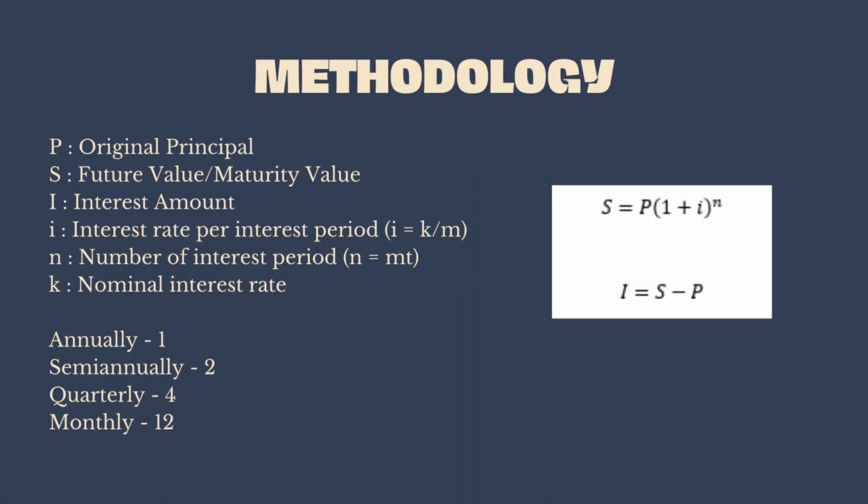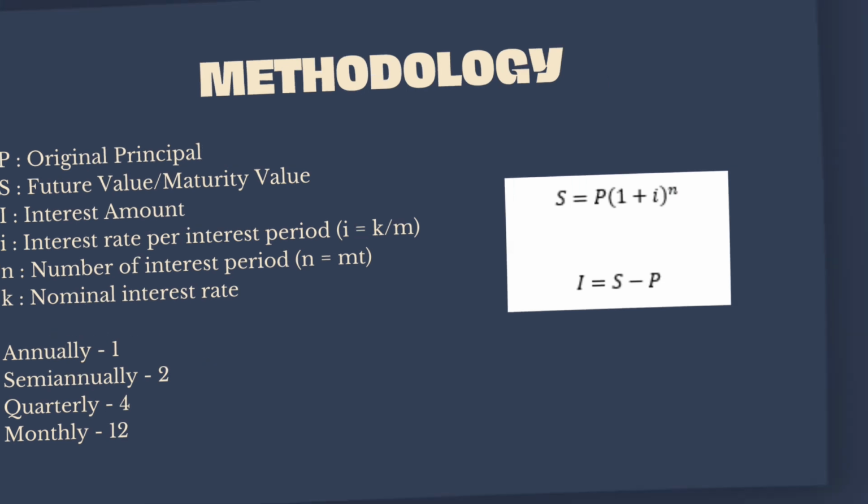S equals P times (1 plus i) to the power of n. Capital I equals S minus P. P is the original principal. S is the future value or maturity value. Capital I is the interest amount. Small i is the interest rate per interest period, where i equals k per m. n is the number of interest periods, where n equals m times t. k is the nominal interest rate. Annually m is 1, semi-annually is 2, quarterly is 4 and monthly is 12.